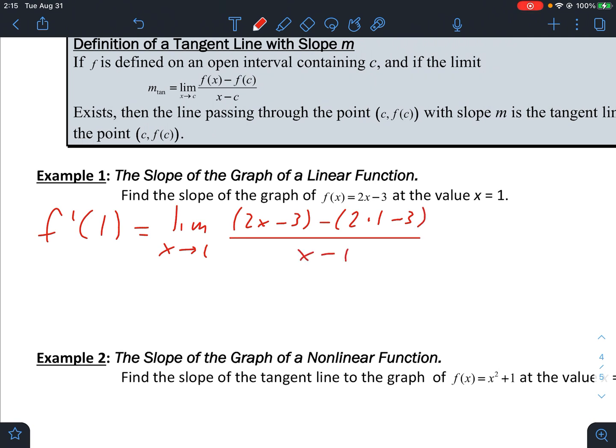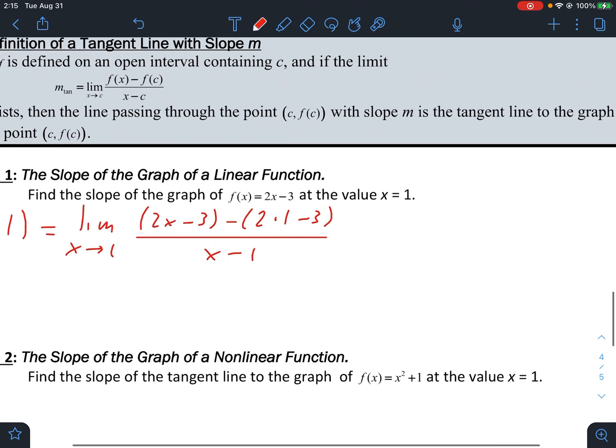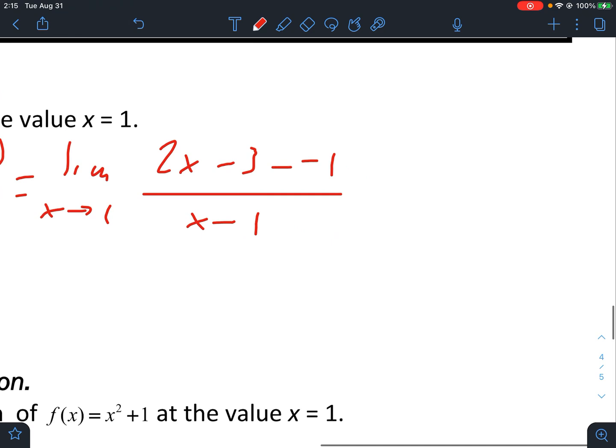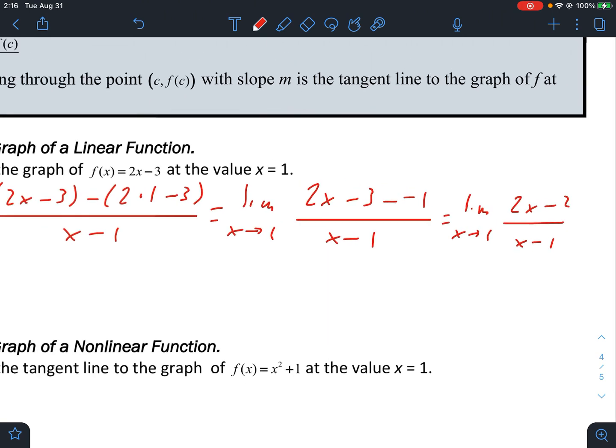over x minus 1. All right, and as of right now, we cannot use direct substitution. It's not possible because we would get 0 over 0. But that means we just need to do a little bit of work. Limit as x approaches 1 of 2x minus 3 minus 2 minus 3. So that would be minus negative 1 over x minus 1. That would be limit as x approaches 1 of 2x minus 2 over x minus 1.